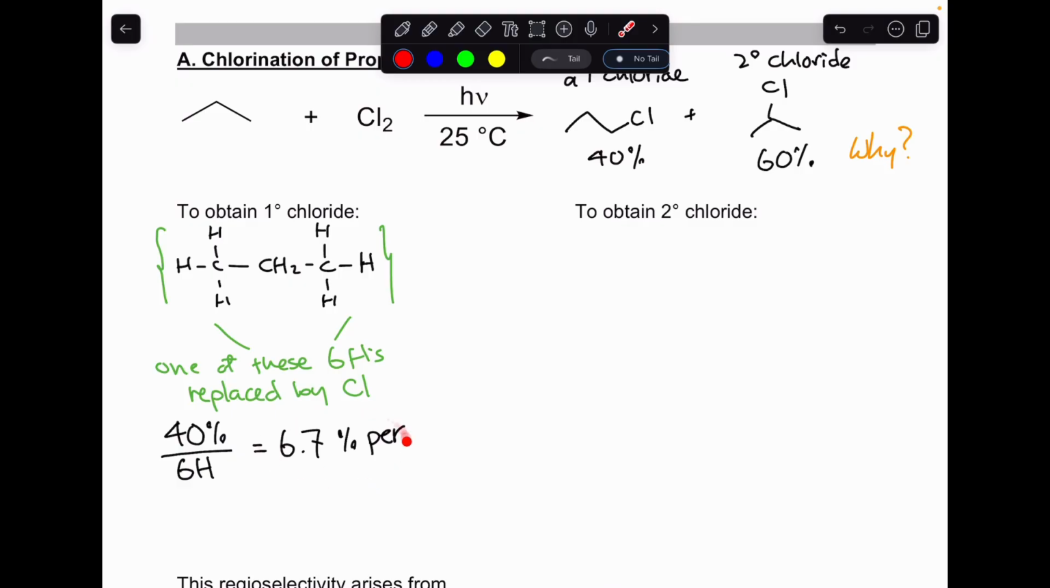Another way to think about this number is there was a 6.7% yield per each of these bonds. That would add up to 40%, because any of these 6 could have reacted, right? Now let's think about the secondary chloride product. To obtain that, we need to see the reaction at one of these 2 C-H bonds in the middle.